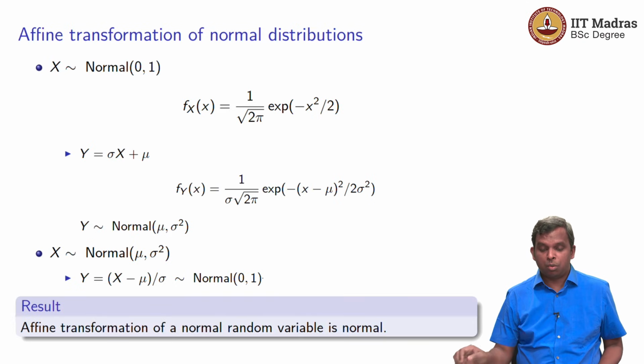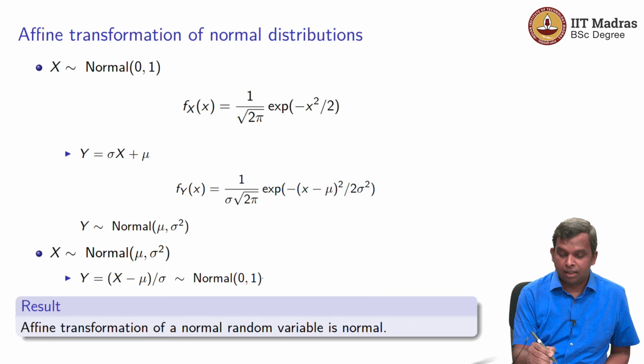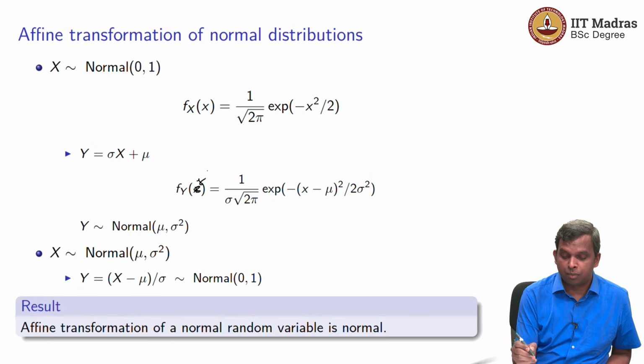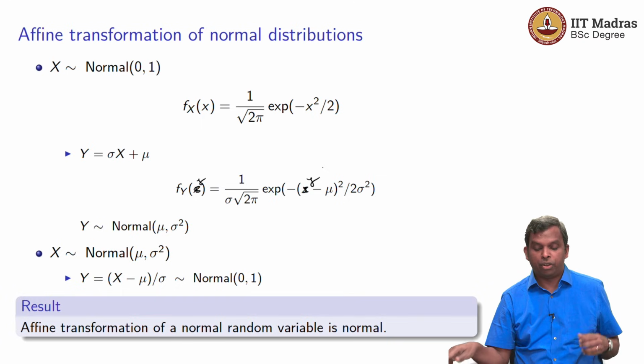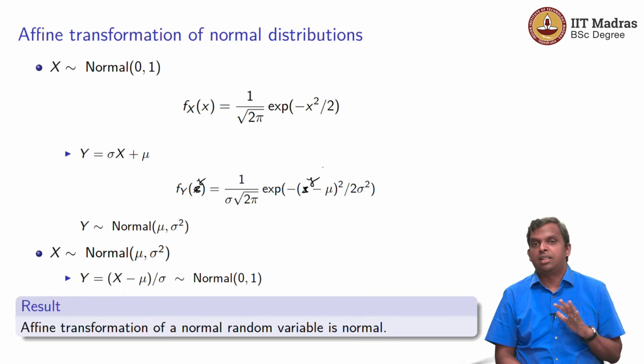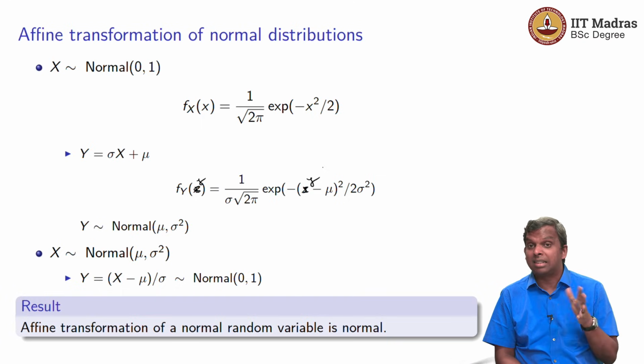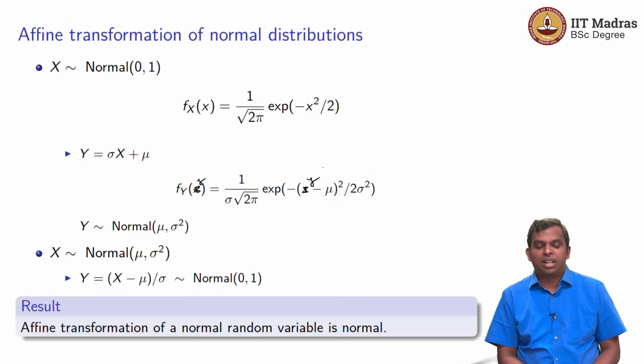So, the moral of the story is that the affine transformation of a normal random variable remains normal. The two parameters change, based on how you do the affine transformation, but it remains another normal distribution. Same thing with uniform also, we saw that property. This is very good.